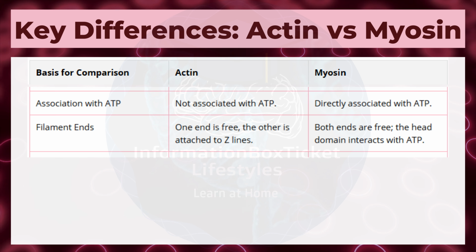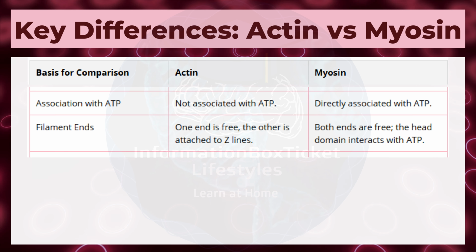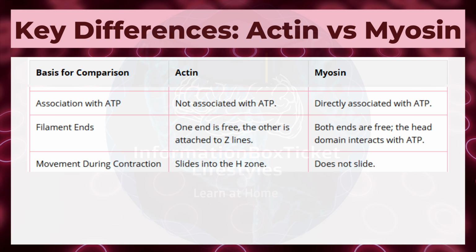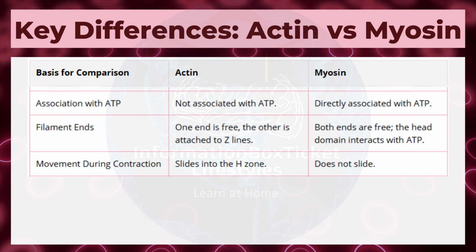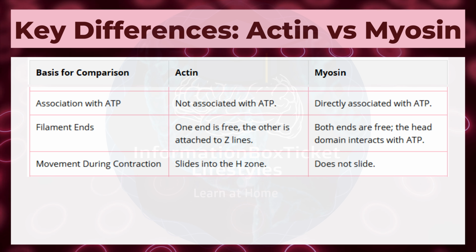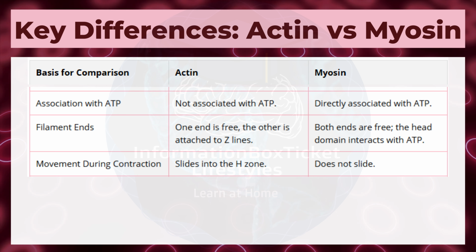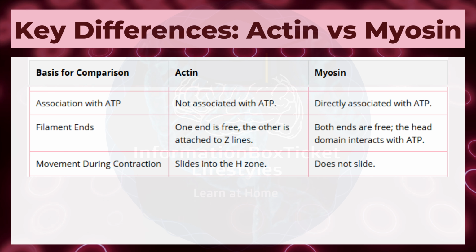One end is free, while the other is attached to the Z-line. Myosin is directly linked to ATP. Both ends are free, and its head domain interacts with ATP. Role in muscle contraction. During contraction, actin filaments slide into the H zone. Myosin does not slide, but generates force by binding ATP and interacting with actin.